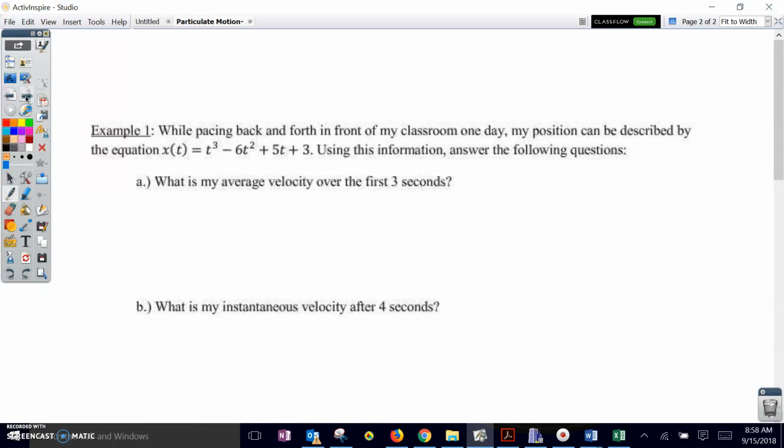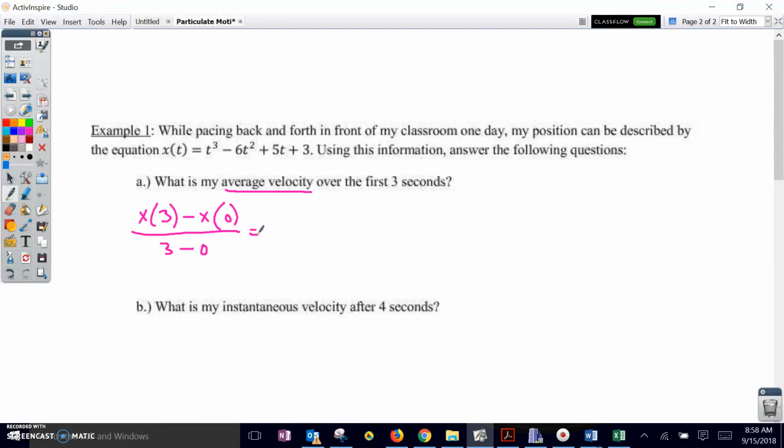All right, first, what is the average velocity over the first 3 seconds? So we're talking about average velocity here. So this is going to be a slope calculation. I want my position at time 3, since that's the end of the time interval, minus my position at time 0, all over the change in time. And I calculate all those things.